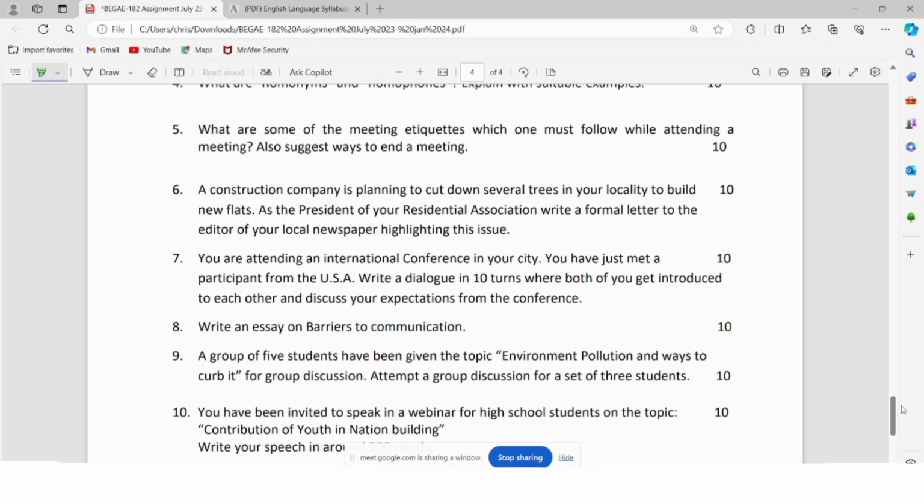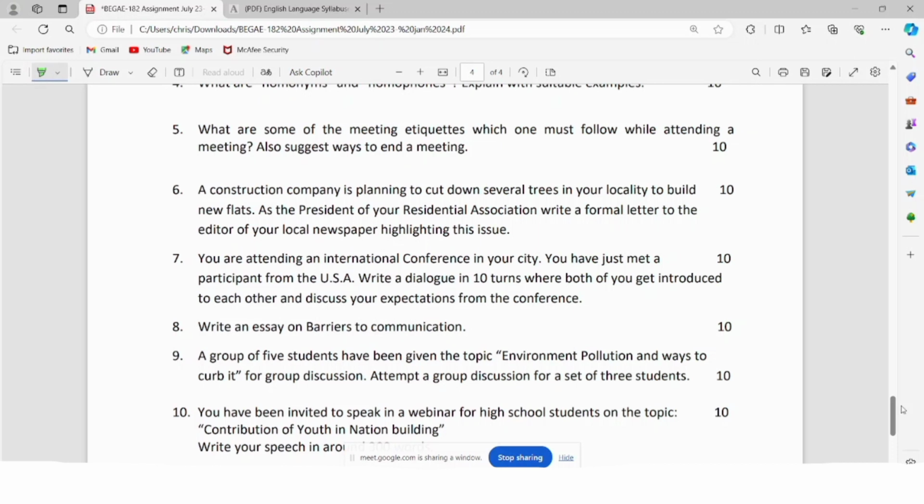A construction company is planning to cut down several trees in your locality to build new flats. As the president of your residential association, write a formal letter to the editor of your local newspaper highlighting this issue. So as you can see, this is not a straight question from any of the units. Nevertheless, you can find that this is a formal letter that you should write.